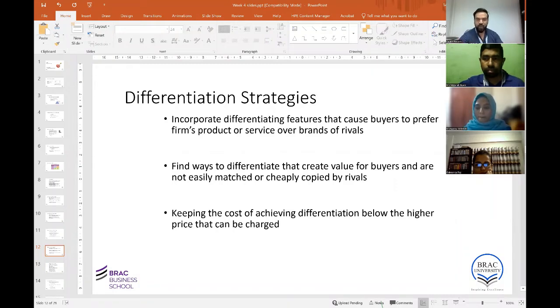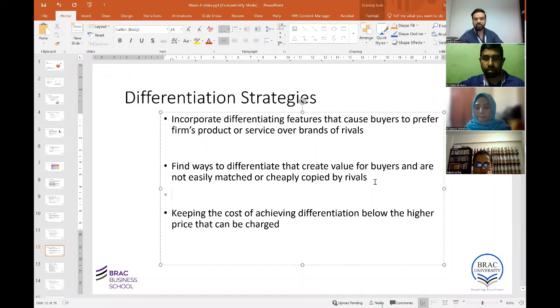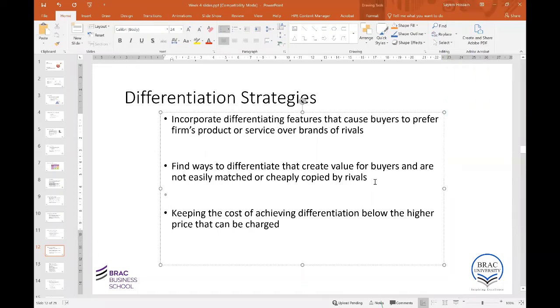So you're trying to find ways that create value for buyers. And most importantly, it's not easily matched or cheaply copied by rivals, because in cost leadership strategy, anyone can easily copy your strategy. But in differentiation, you're always trying to add different value in your product in a way that will be really difficult for competitors to match.